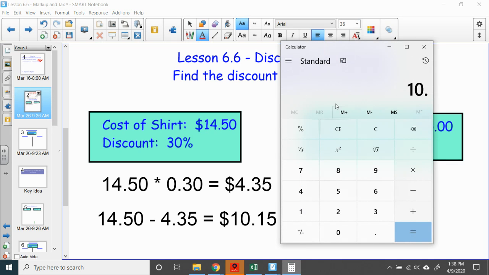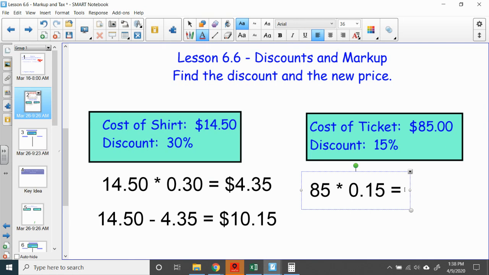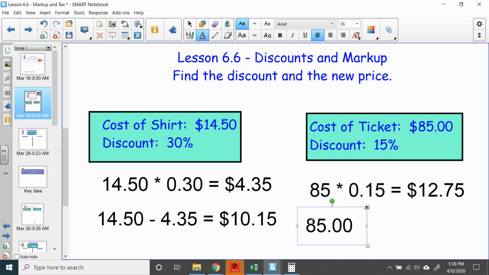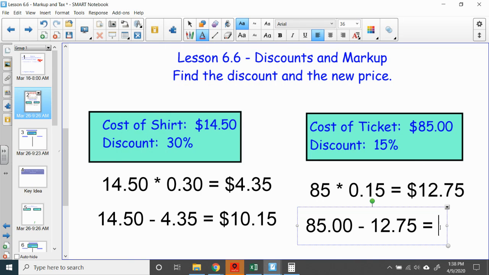So I go to my calculator, and I would type in 85 times 0 and 15 hundredths. I'm going to save $12.75 on that ticket. So $12.75. That is not what I'm going to pay for the ticket, unfortunately. I wish. That'd be really nice. So I have to take the original price of the ticket, 85, minus $12.75. And when I do that, 85 minus $12.75, that ticket will now only cost me $72.25.